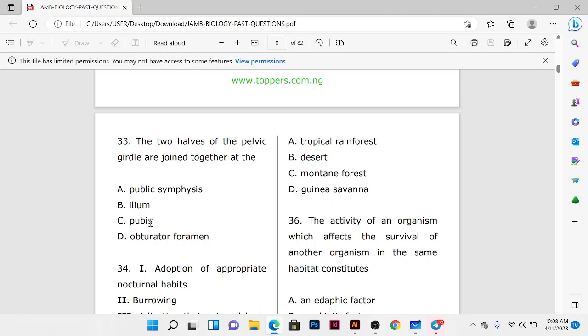This option B here is supposed to be ischium. Then we have the pubic symphysis and the obturator foramen. Those are the parts of the pelvic girdle. Are we together? These are the three parts of the pelvic girdle. But the point where the two halves meet is what we refer to as the pubic symphysis. I believe that particular question is clear.